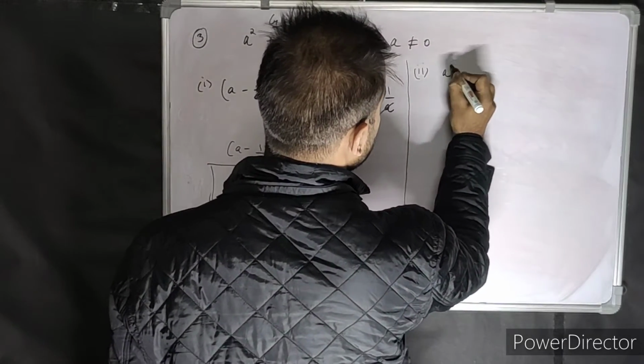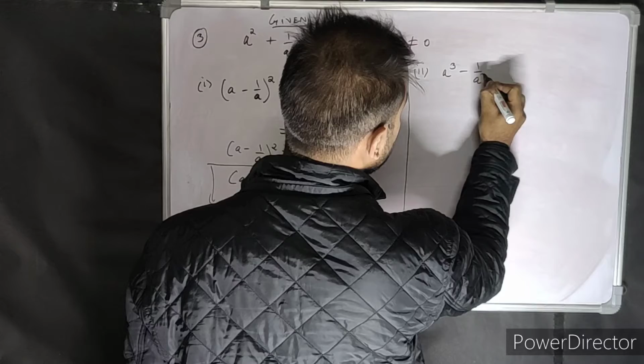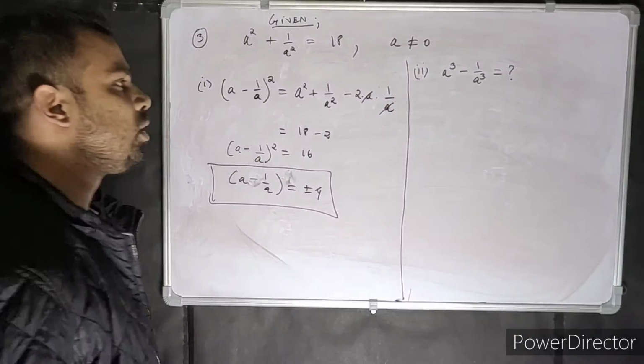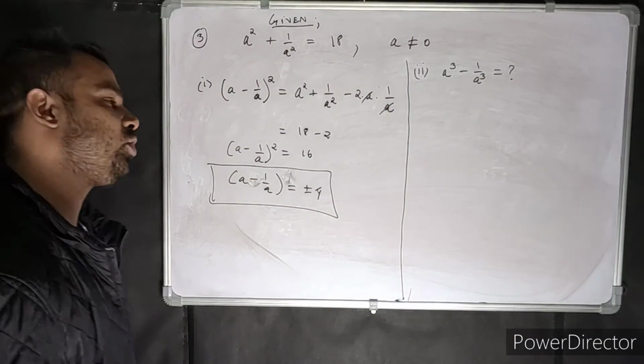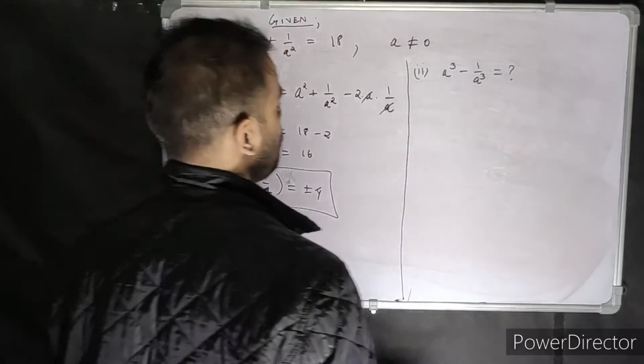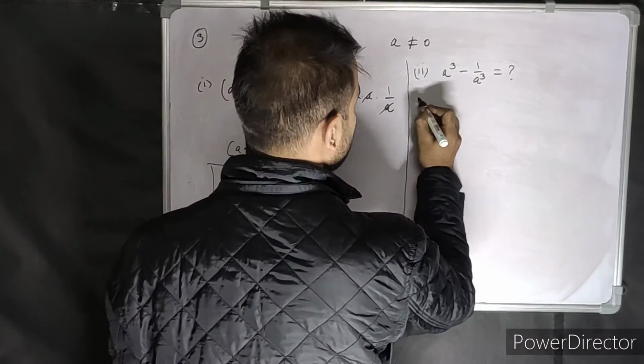Part 2, a cube minus 1 by a cube. You have to find this out. Do you have a formula for this? Yes, of course you do. If you want to use it, use it. Even in your book it's given.